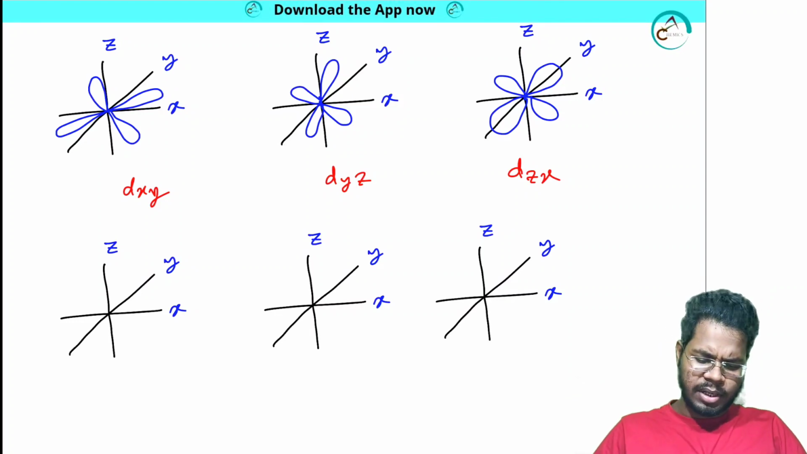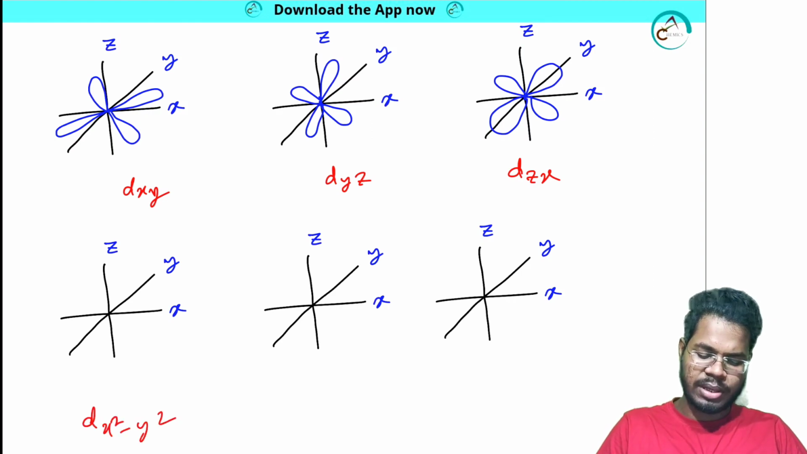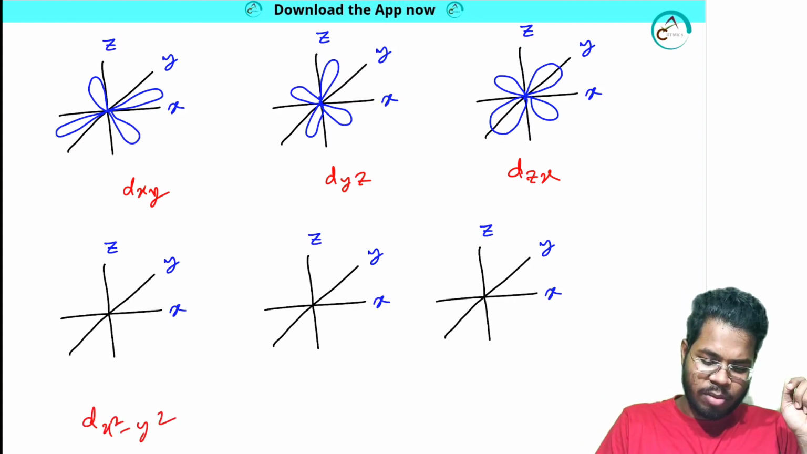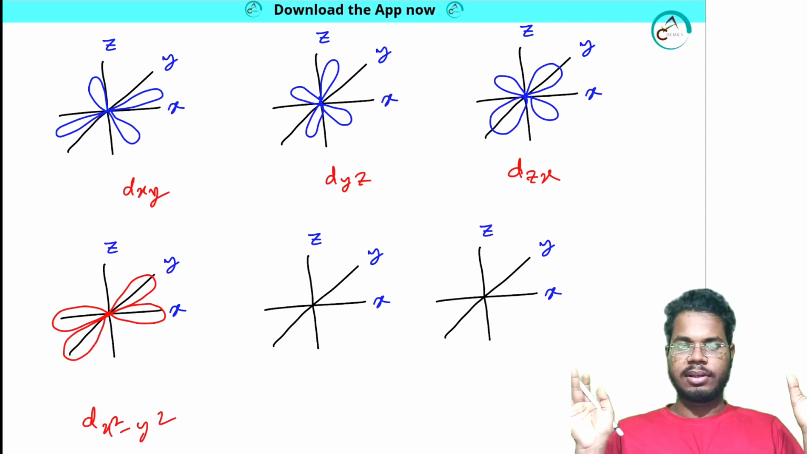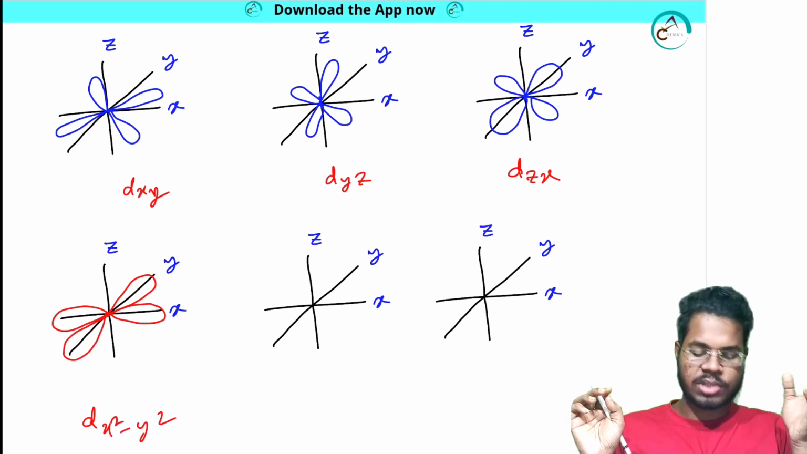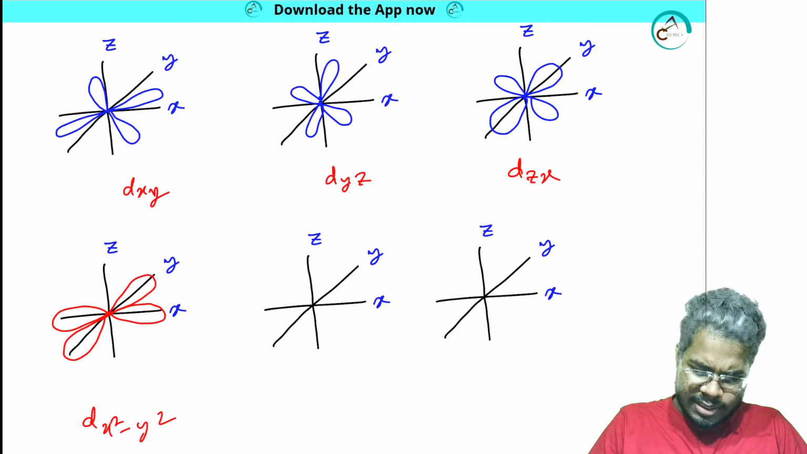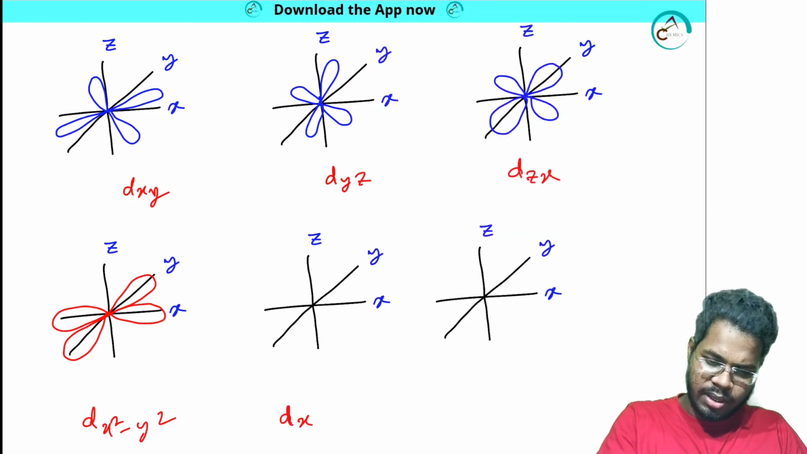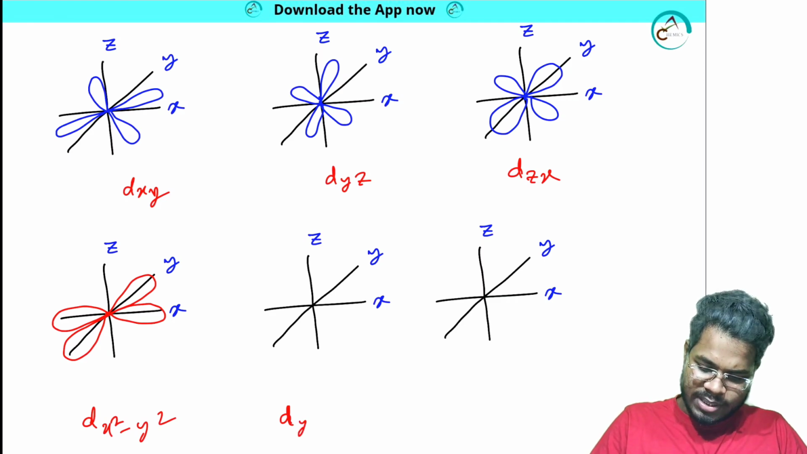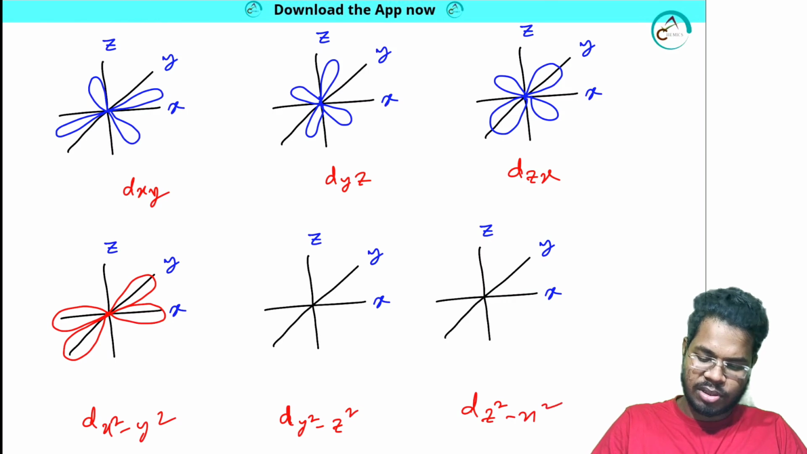Now let me come to the dx square minus y square that we knew. In this case, generally the orbitals are going through the x axis in case of x square minus y square, and it will be going from the y axis. Okay, so x square minus y square is like this. If I consider dy square minus z square and dz square minus x square, so this will be like that.